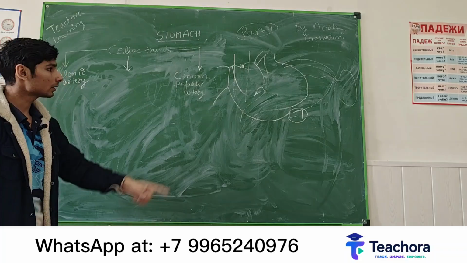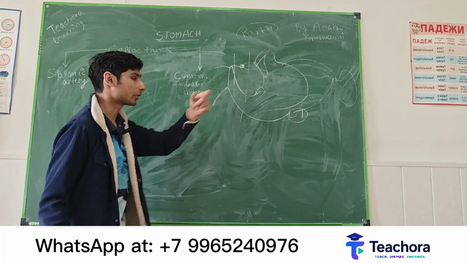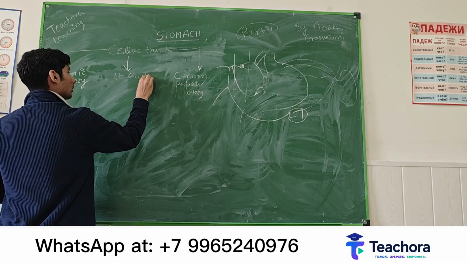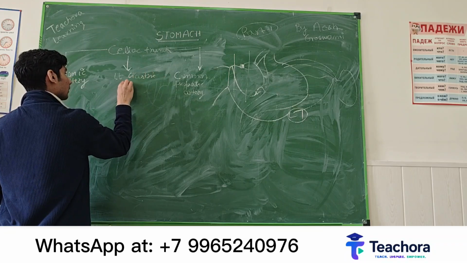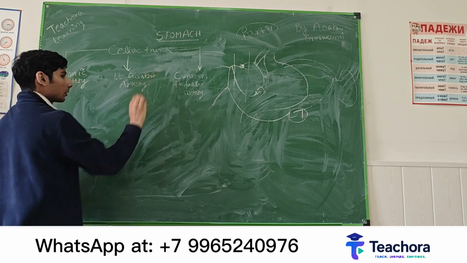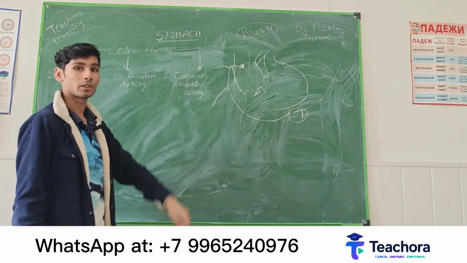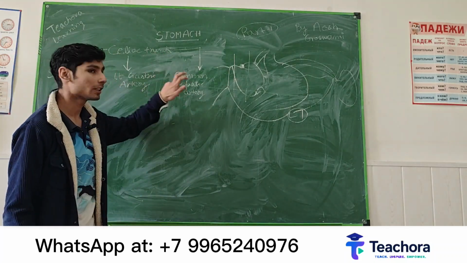And the third branch is the left gastric artery. So the third branch is the left gastric artery. So these are the 3 branches that join together to form the celiac trunk: splenic artery, left gastric artery, common hepatic artery.